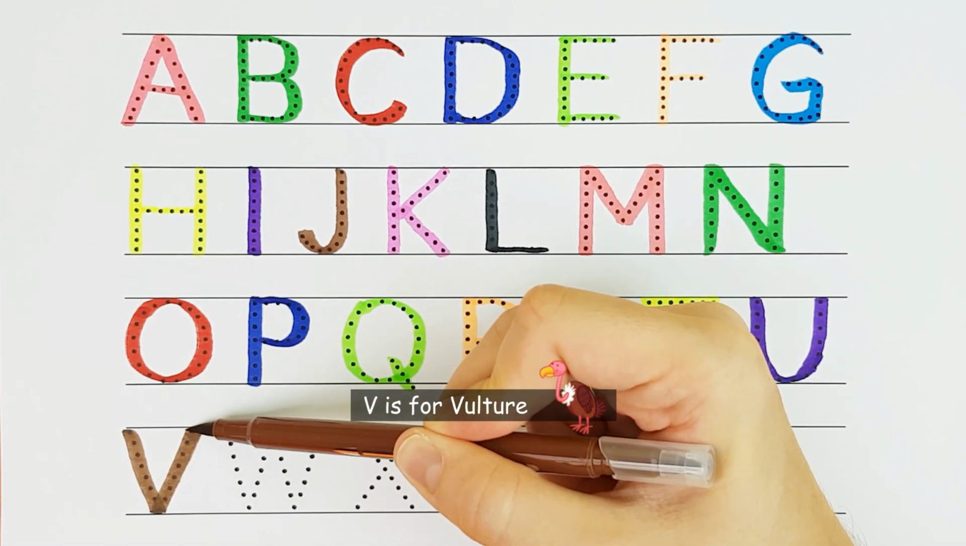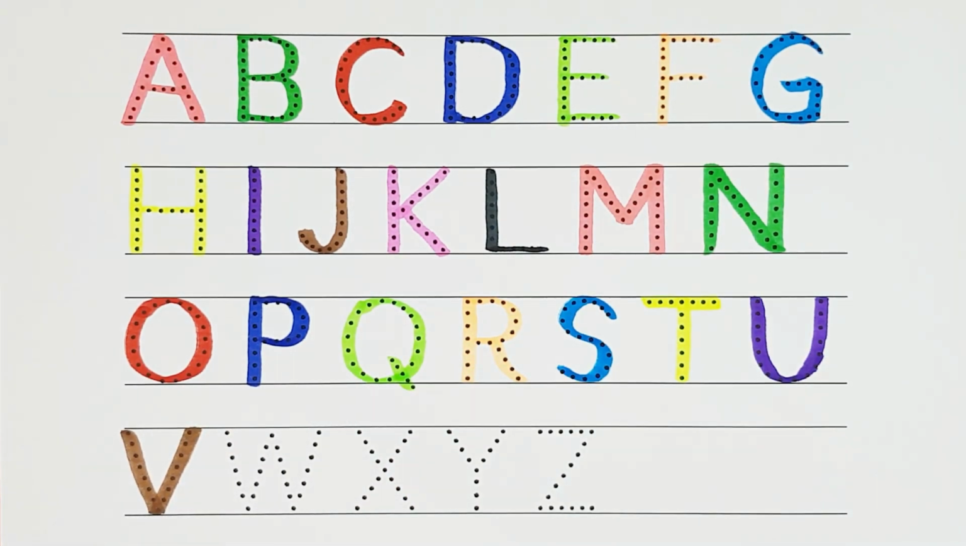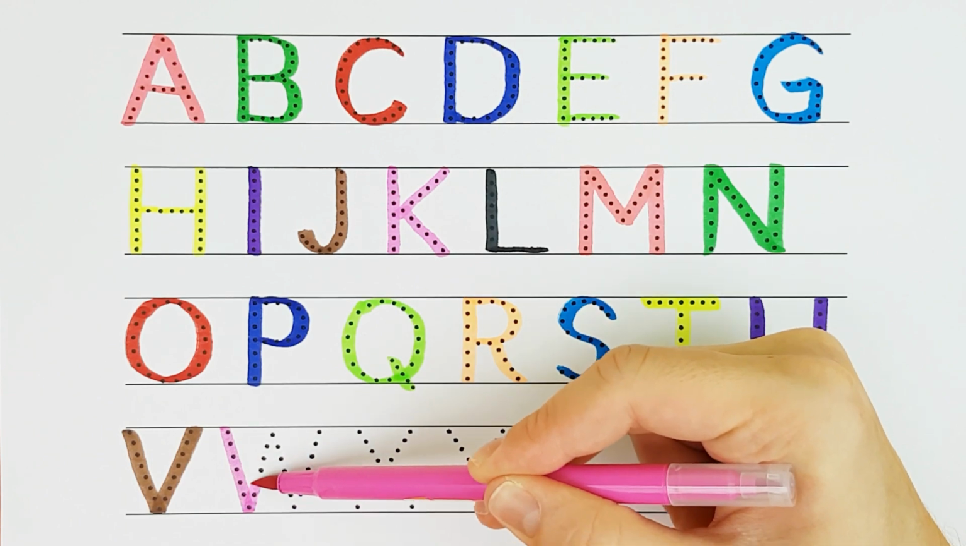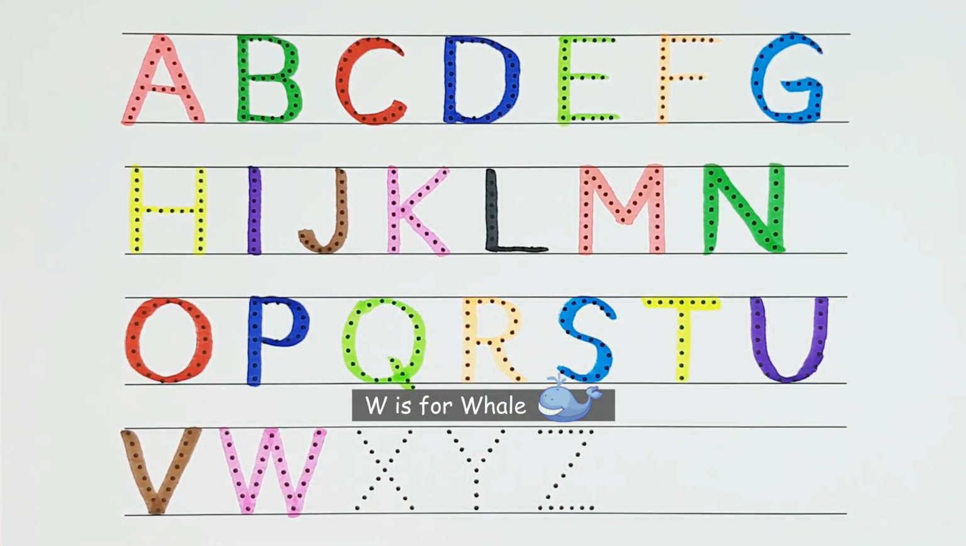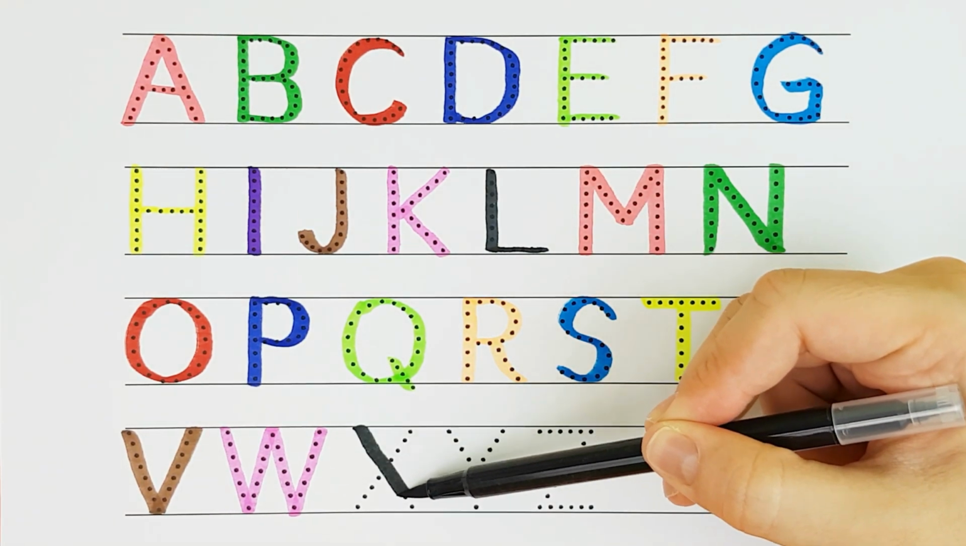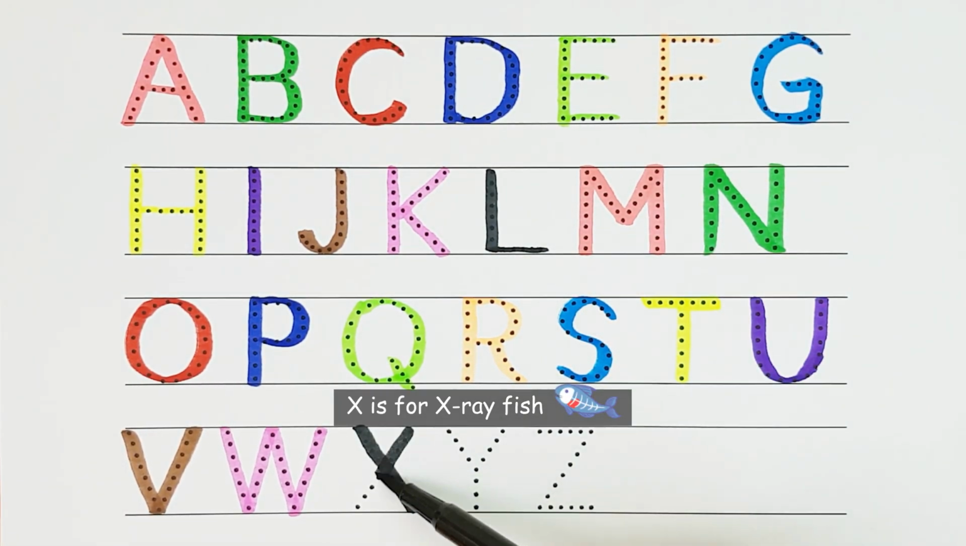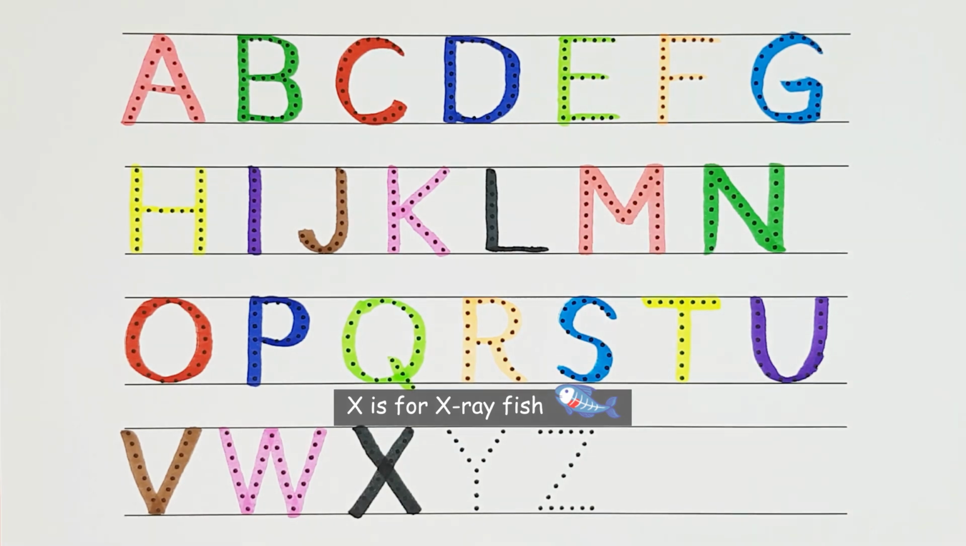V. V is for vulture. V. W. W is for whale. W. X. X is for X-ray fish. X.